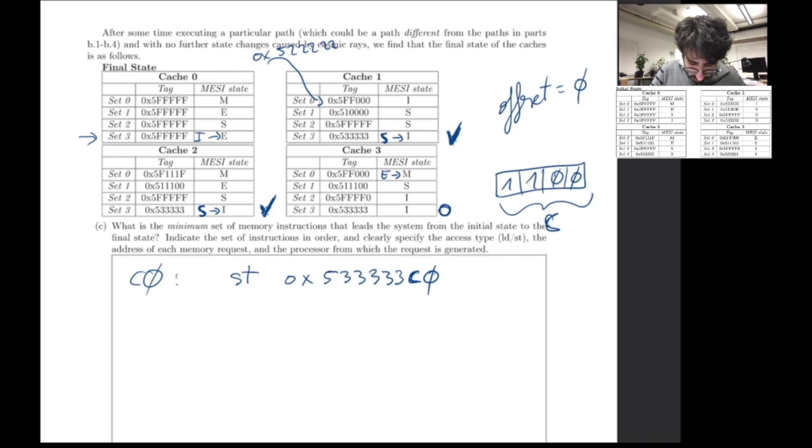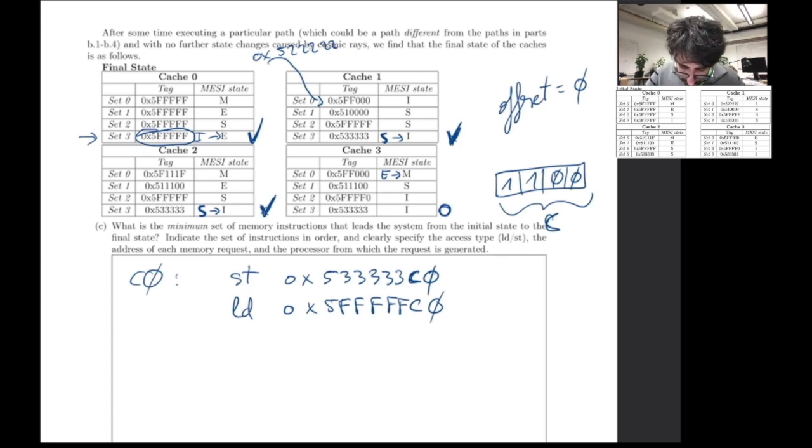we need basically to load this address again. And by loading this address again, we will put it automatically in exclusive state because this address is not present in any of the other caches. So we just load 0, 5, F, F, F, F, F. This is in set 3. Okay, so we have the set 3 of cache 0 already in the final state.